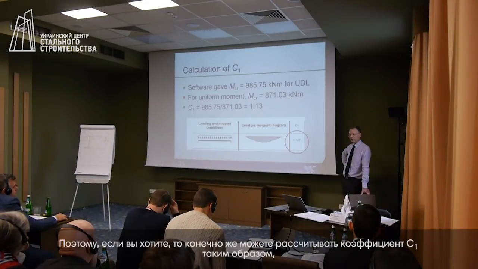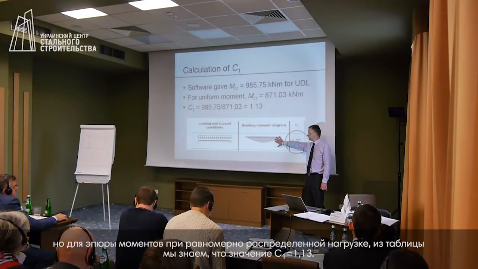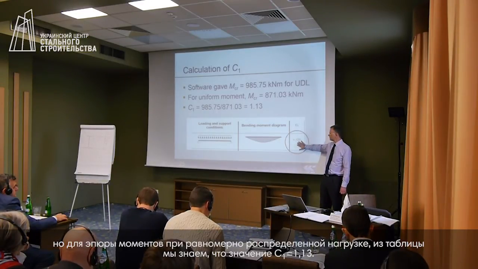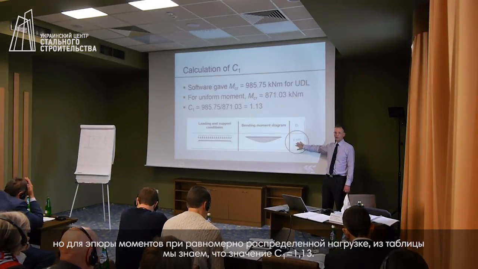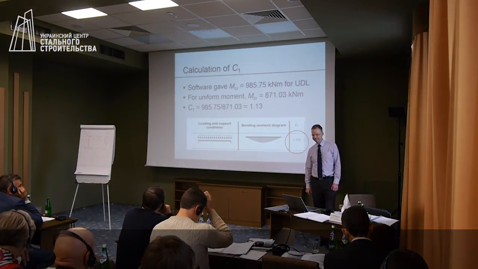So you can calculate it if you want to, but of course for a uniform bending moment diagram, we know the value is 1.13 to 2 decimal places.